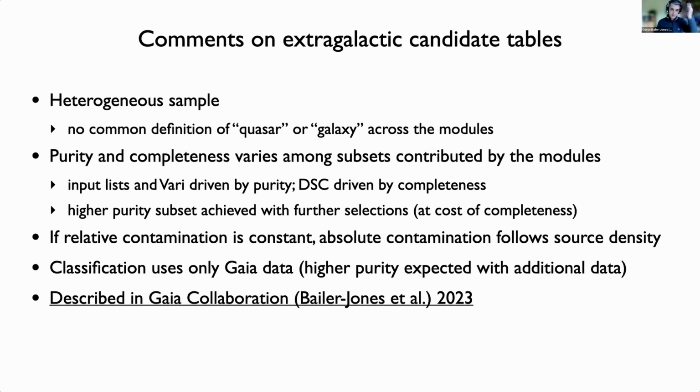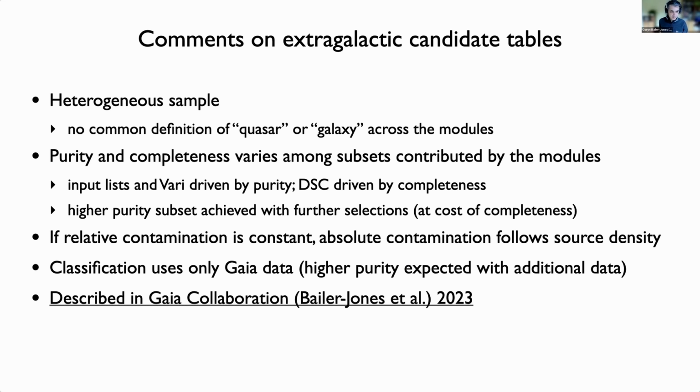So one important thing to realize about the extragalactic candidate tables, which you can find in the archive, is that there's no common definition actually of quasar or galaxy across the modules. And this is sort of inevitable because each one is using different data. And so that really prevents a very consistent definition. So you should be aware of this when you're using the definitions given in the various processing papers.